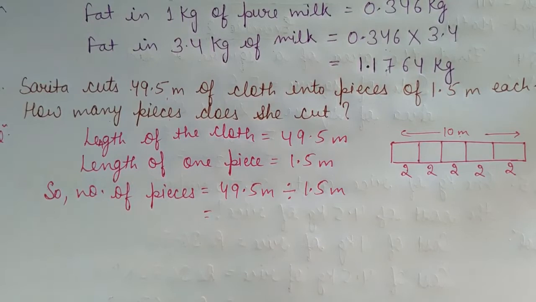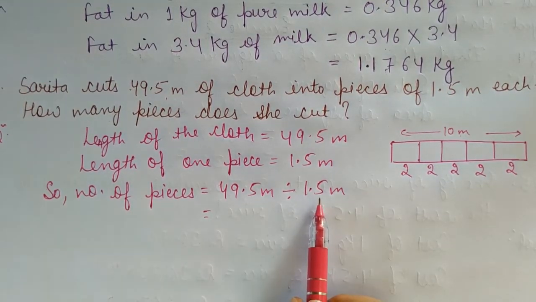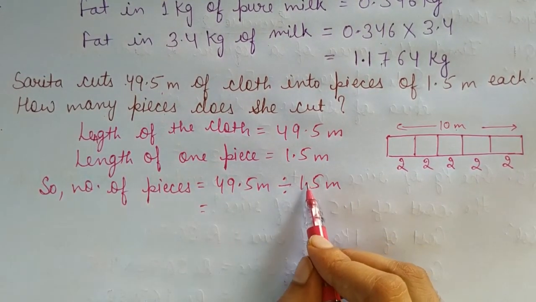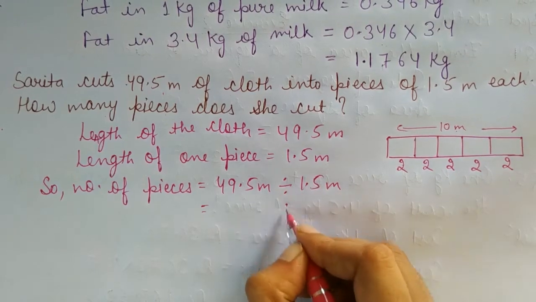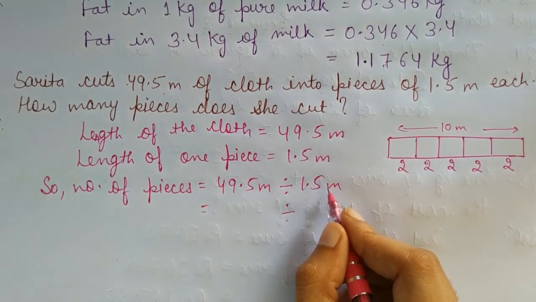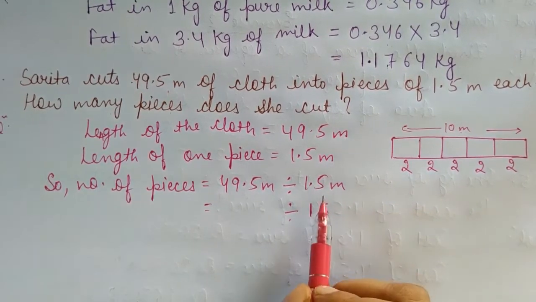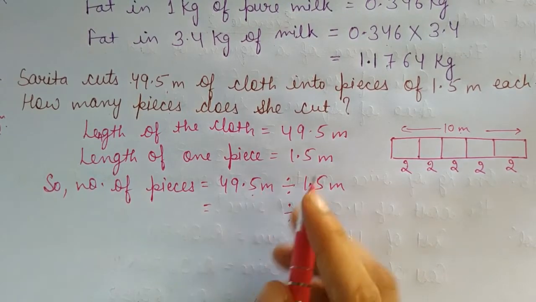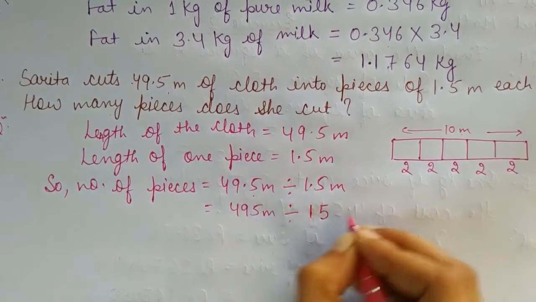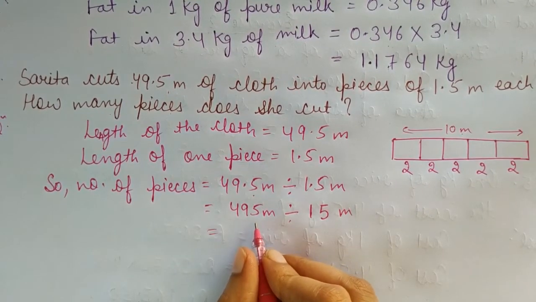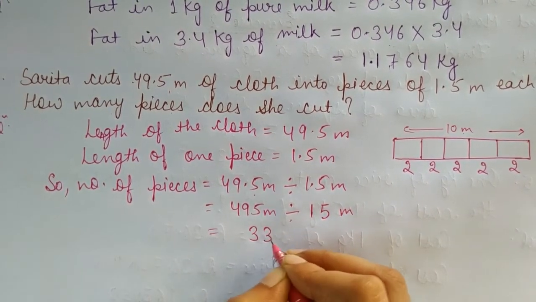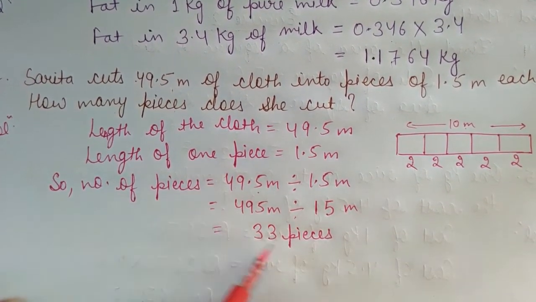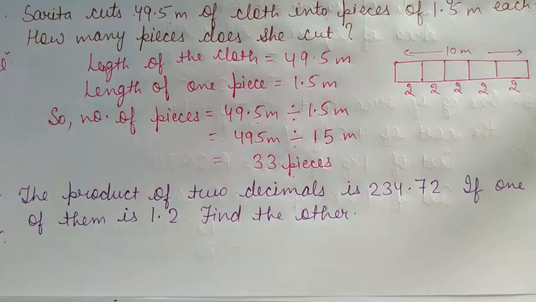And I told you how to divide. Here the divisor is a decimal number, so first of all we will make it an integer. To make it an integer, we have to shift this decimal one place to the right side, and we will get 15. The similar thing we have to do here also. We put the decimal one place to the right side and we will get 495. And when we divide 495 by 15, we will get 33. So our answer will be 33 pieces. Since we are finding the number of pieces, the answer will be 33 pieces.